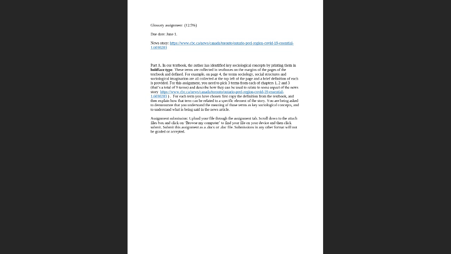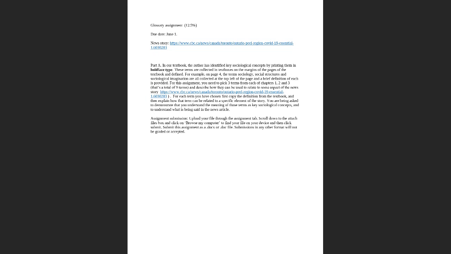What the glossary assignment consists of is that for each of the first 3 chapters, you need to pick 3 terms from each of the first 3 chapters. That's a total of 9 terms for this assignment. And write a few lines or a few words that illustrate how the term itself connects to some aspect of what the story is about.